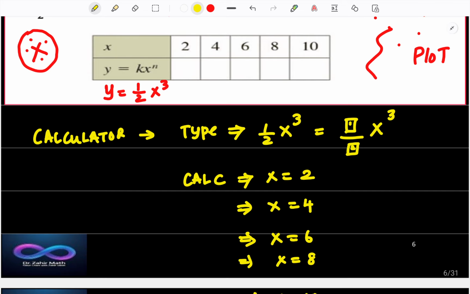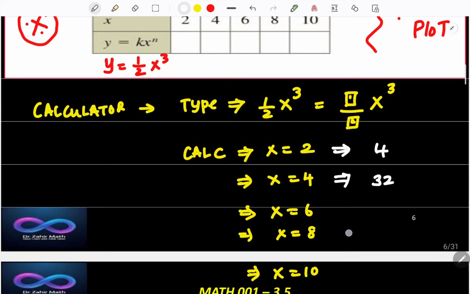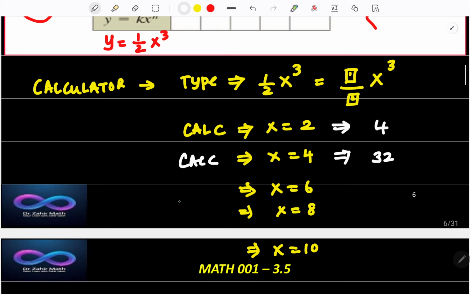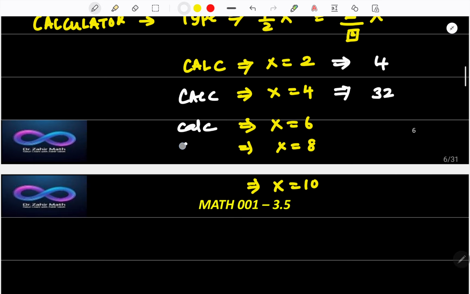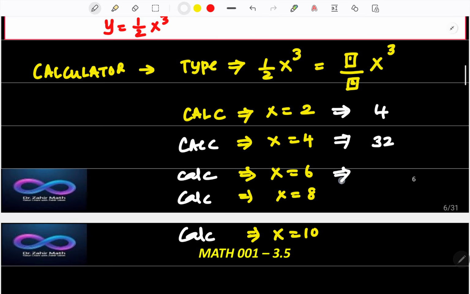If you press x is equal to 2, you will get the answer 4. Press x is equal to 4, you will get the answer 32. Again press calc. Every time you press calc. So if you keep on pressing, you will get the values 4, 32, 108, 256, 500.